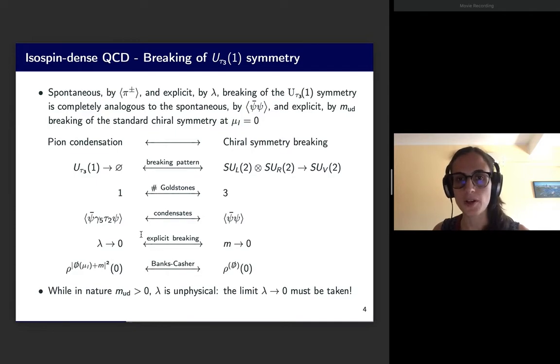Okay, one important point about this analogy is that one needs to keep in mind that in nature we do have non-zero masses for the light quarks. These are physical parameters of QCD, while the lambda is just a trigger that we have implemented in order to observe this spontaneous symmetry breaking and to infrared regulate the theory. So in the case of the pion condensation and in the non-zero isospin setup, one needs to then take the lambda to 0 limit in order to recover physics as we know it.